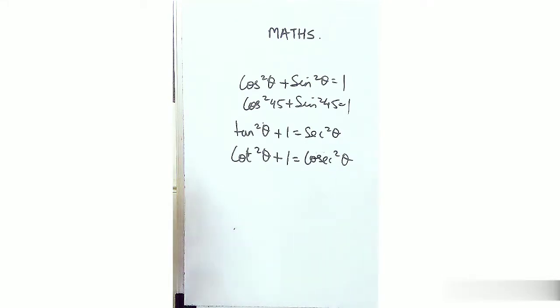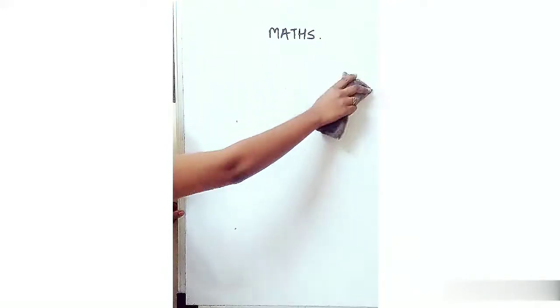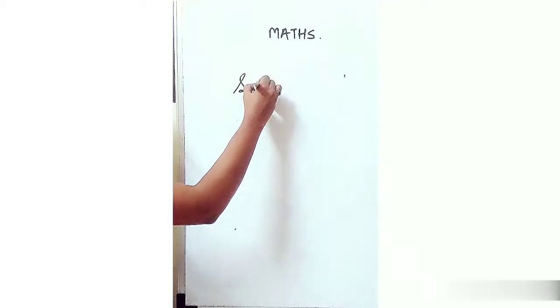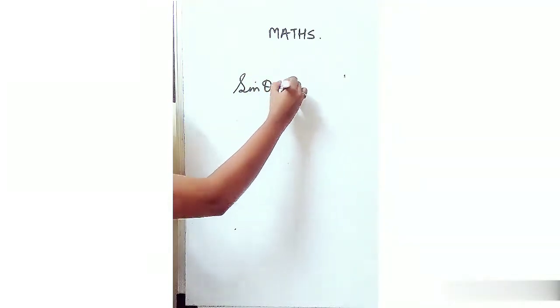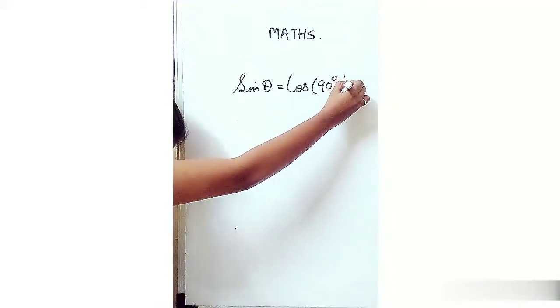Now we'll see about the complementary angles. What are complementary angles? Most of the time complementary angles are very easy, very simple, and they are used to prove something or to find the value of a given trigonometric question. Okay, so how will we do it? It's very simple. I'll give an example, then only you'll understand this. Now what is it? Sin theta is equal to cos of 90 degree minus theta.